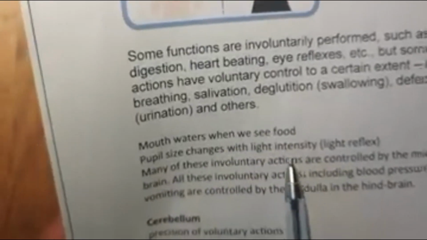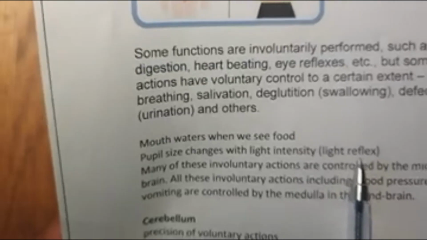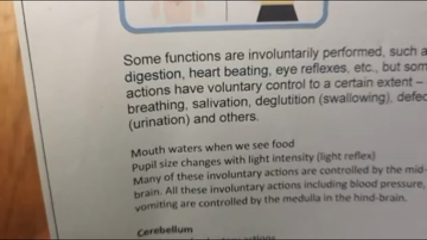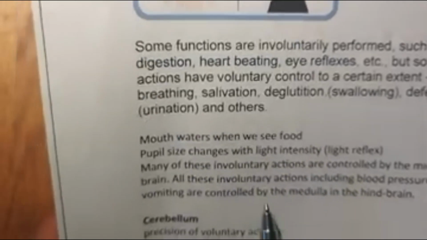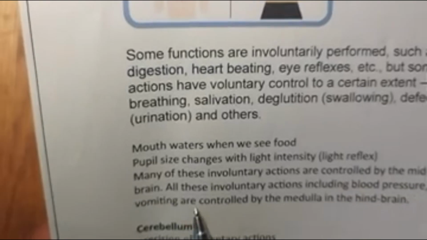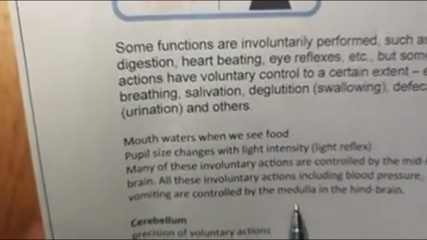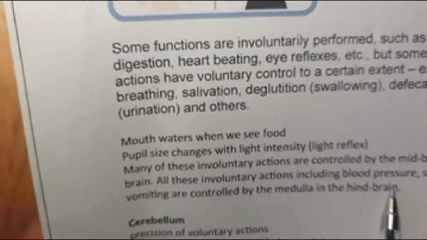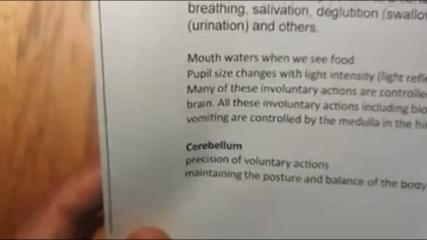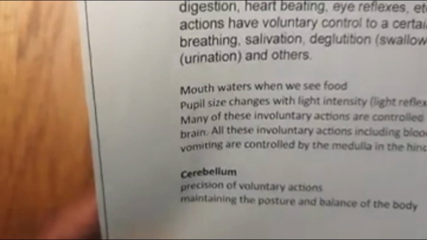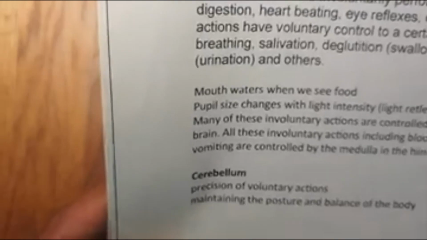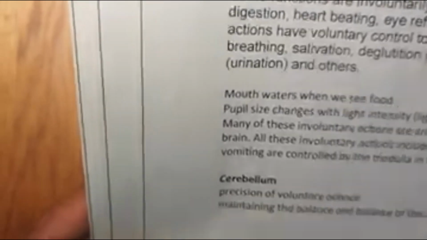Pupil size changes with light intensity. That's called light reflex. Many of these activities are controlled by midbrain and hindbrain. All these involuntary actions, including blood pressure, salivation, vomiting, are controlled by medulla in hindbrain. Okay. Now, a little bit about cerebellum. So, cerebellum we have seen already that it's important in posture, balance, and precision of voluntary actions.